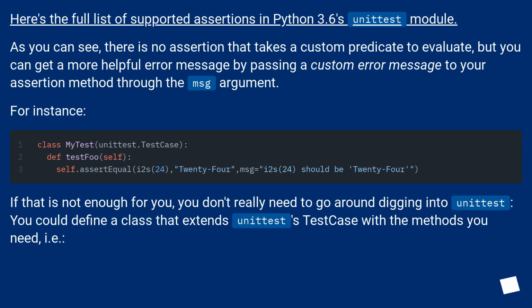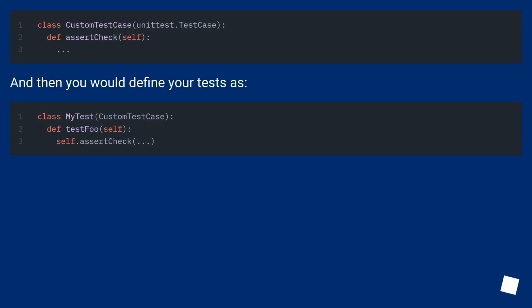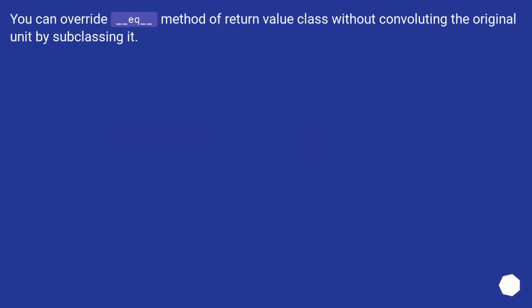If that is not enough for you, you don't really need to go around digging into unittest. You could define a class that extends unittest TestCase with the methods you need, i.e. and then you would define your tests as You can override the __eq__ method of the return value class without convoluting the original unit by subclassing it.